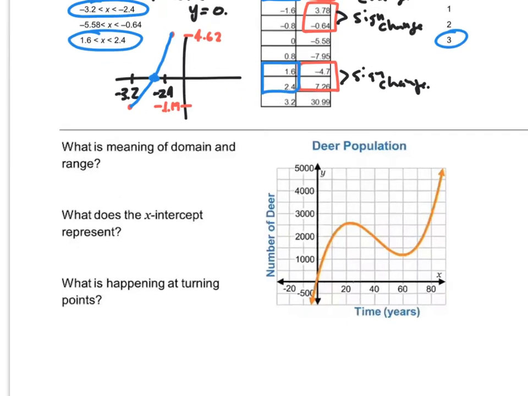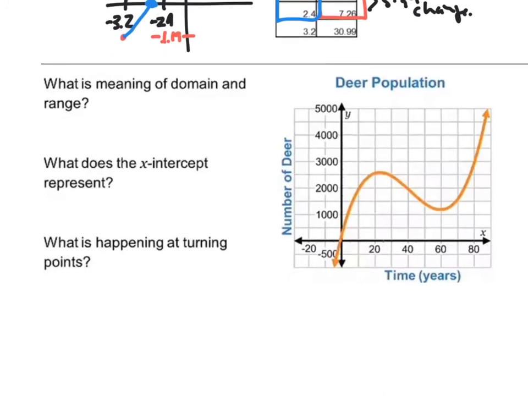All right, let's take a look at this last one, and then we'll stop the video. On this, you've got this graph over here. You've got this function. And what you notice, first of all, this is called deer population. So we're analyzing the number of deer over a certain amount of time. When I look at that graph, I'm looking at these axes and the labels to help me understand what's going on here. As the time goes on, the amount of deer fluctuates.